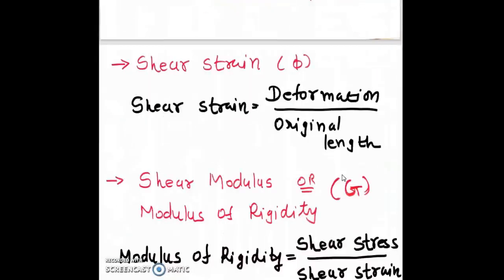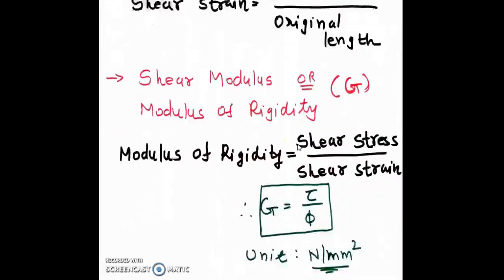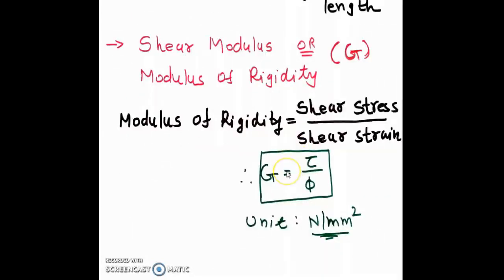Now, shear strain. Shear strain is also the ratio of deformation to the original length. When the value of the shear stress becomes more than its limit, then shear strain is produced. Now the third modulus is known as the shear modulus.